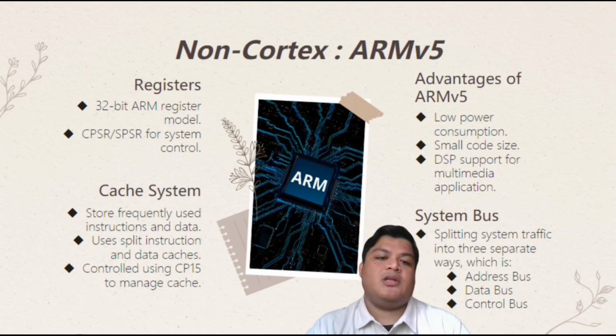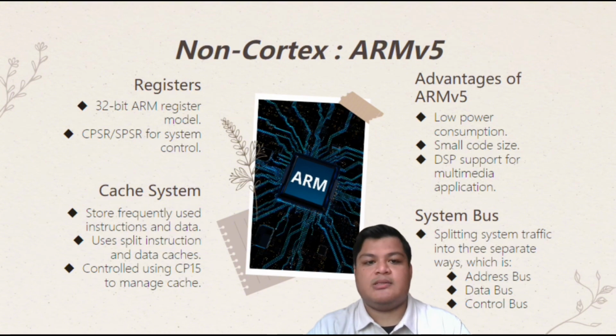Okay, the third one is about the system bus. The system bus is divided into three parts, which are the address bus, data bus, and control bus. This helps improve data transfer efficiency. And the last one is the advantage of ARM version 5: low power consumption, small code size, and DSP support for multimedia applications.